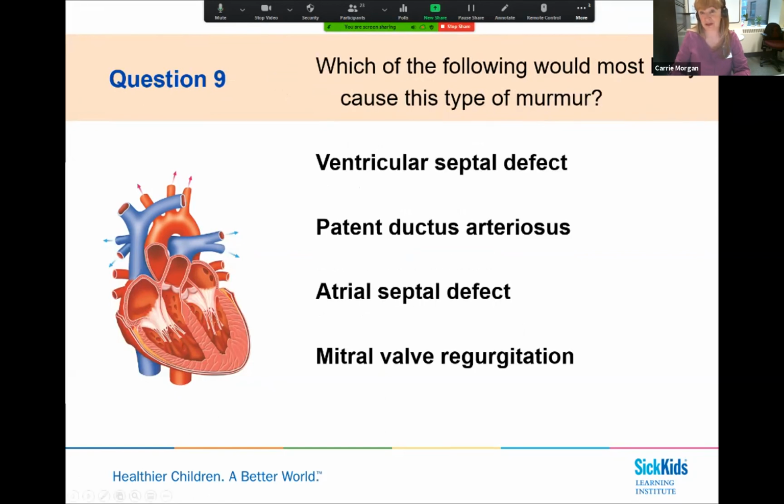And then question 9, which of the following would most likely cause this type of murmur? Ventricular septal defect, a patent ductus arteriosus, an atrial septal defect, or mitral valve regurgitation?